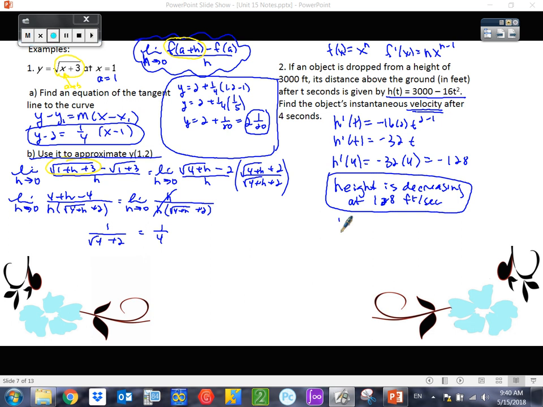Another way we could write it is the height is changing at negative 128 feet per second. That's another acceptable way. You just really need to find what makes most sense to you and stick with it. Both of them are equally correct. So the height is changing at negative 128 feet per second, really technically at t equals 4 seconds. Okay? How is that? Any questions?